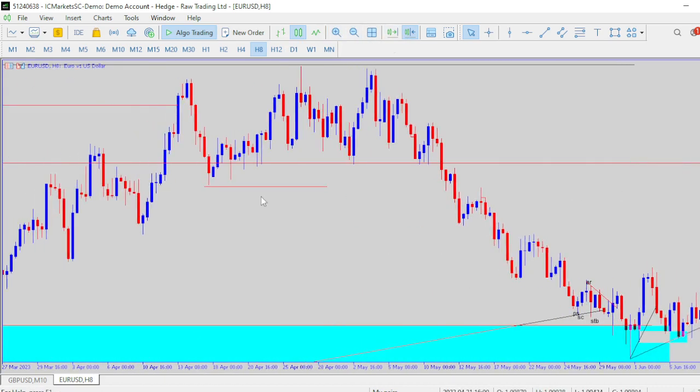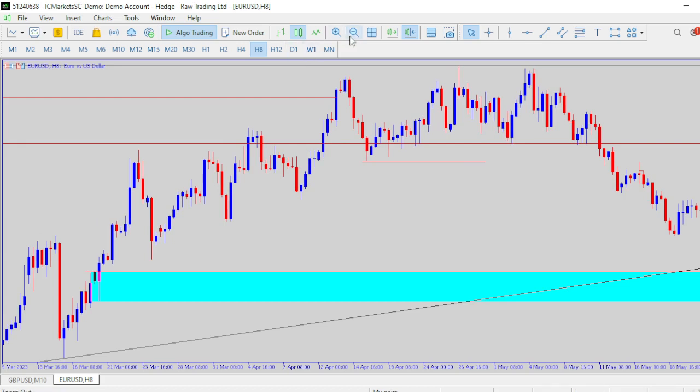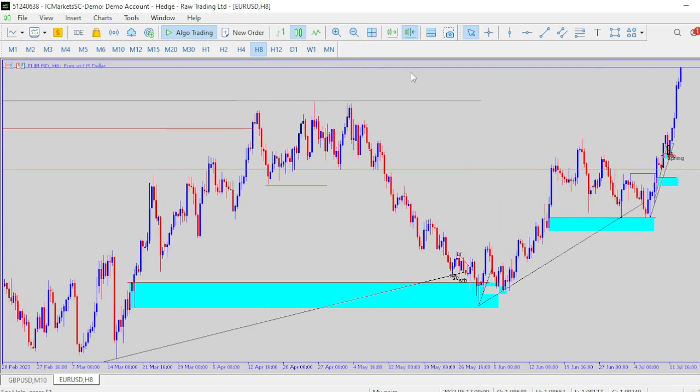And also what I like to see, or what makes my trading decision easy. You see, at this point, this is the only demand zone that is left unmitigated. Below this point, every demand zone has been mitigated. And this trend line, say liquidity.